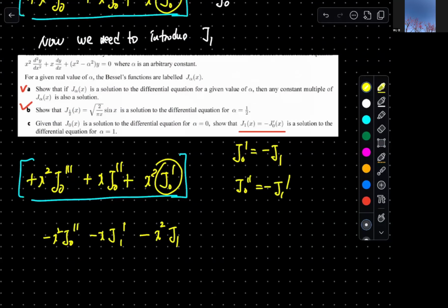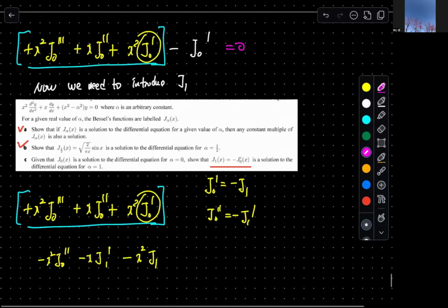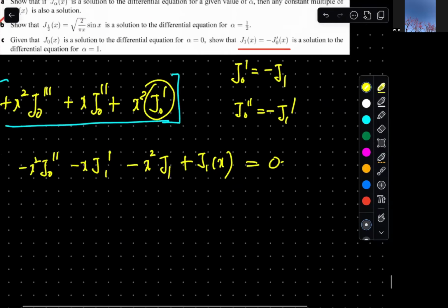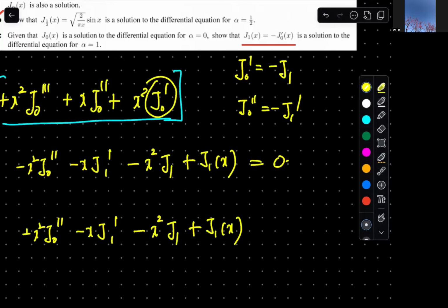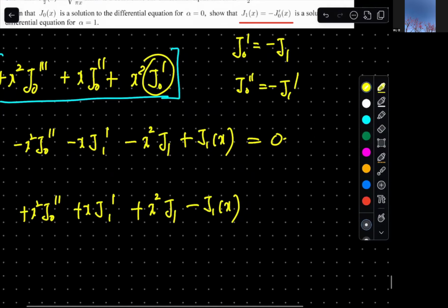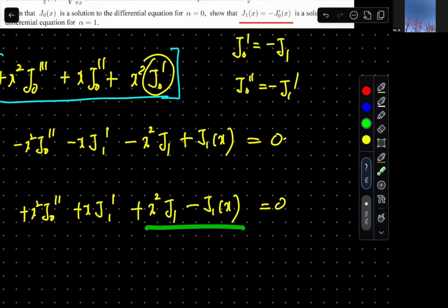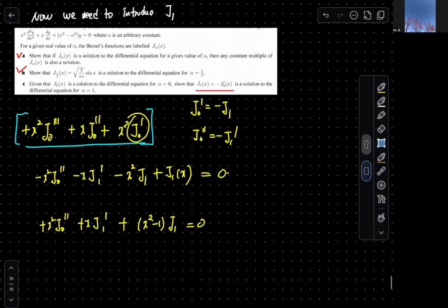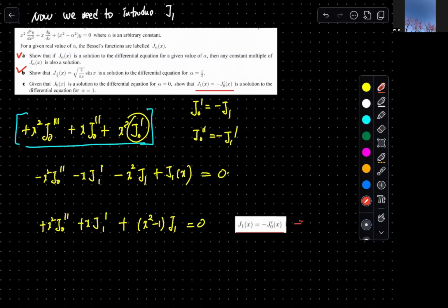But remember, we had the negative J naught derivative there, which is positive J1 x. With this, what we realize is that this was a 0, and if you multiply by the negative, I have positive, positive, positive, negative is equal to 0. For these two terms, if you factorize by J1, it will be x squared minus 1 J1, showing that if this is the solution, then alpha is 1 will be the answer for part C.